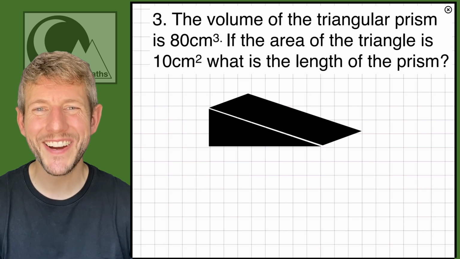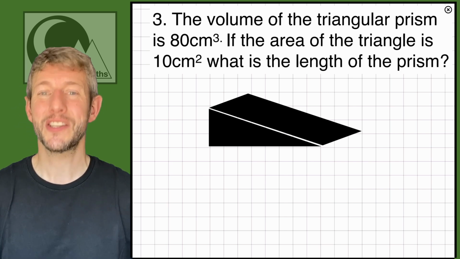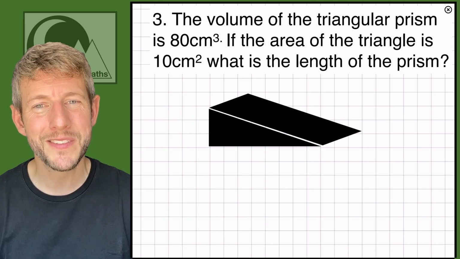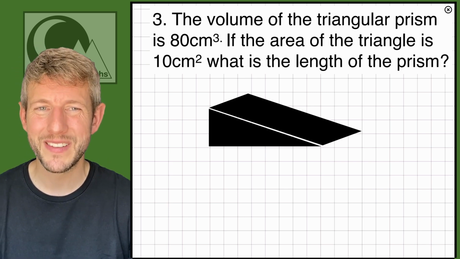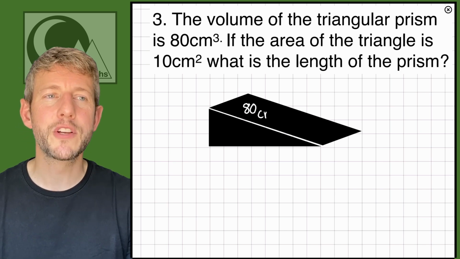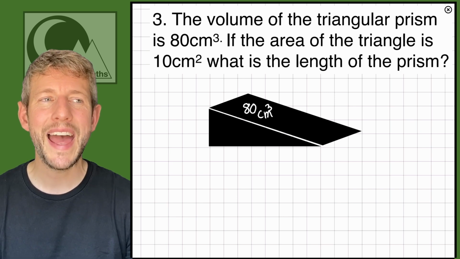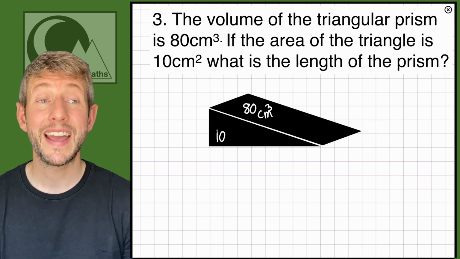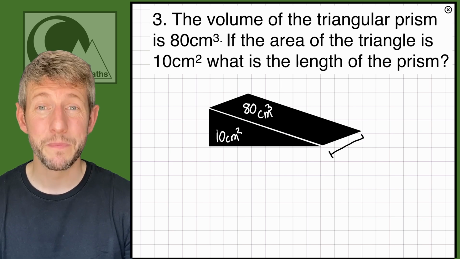Okay, so this one's a little bit different. So this one, well, let's read it first and then we'll notice what's different about it. And yeah, we'll have a think about how to do it together. So here we go. Question 3 says, the volume of the triangular prism is 80 centimeters cubed. If the area of the triangular prism is 10 centimeters squared, what is the length of the prism?